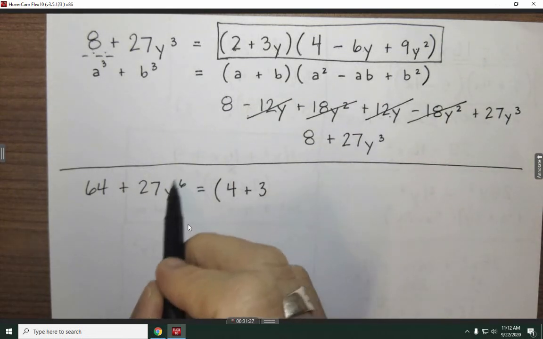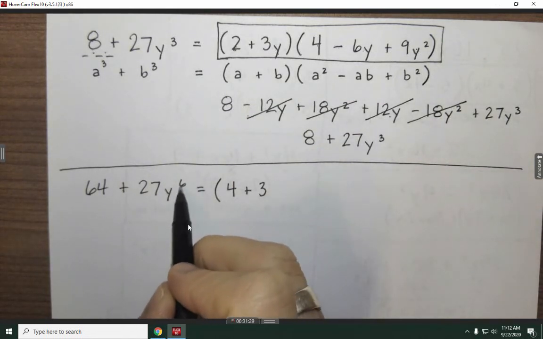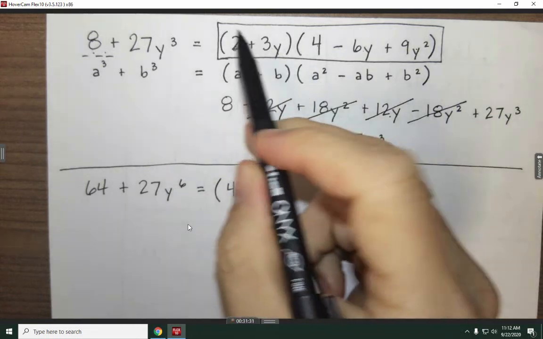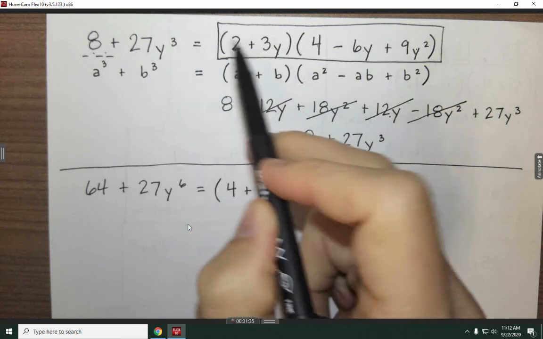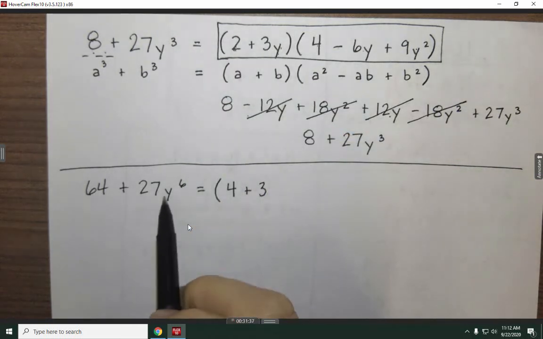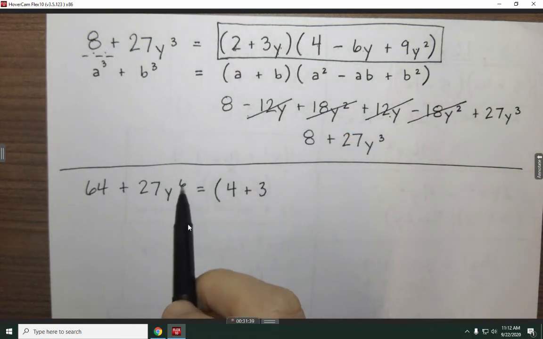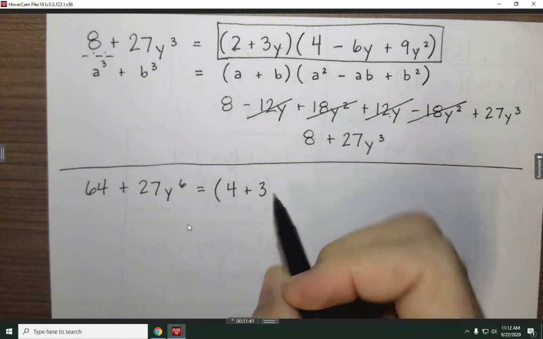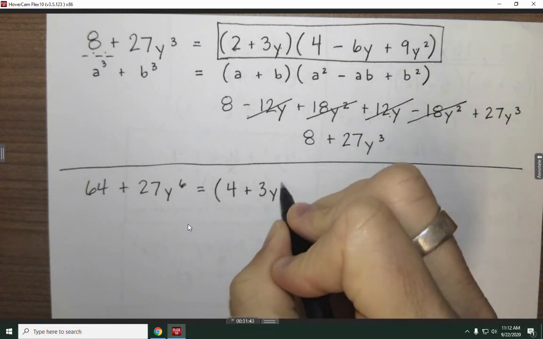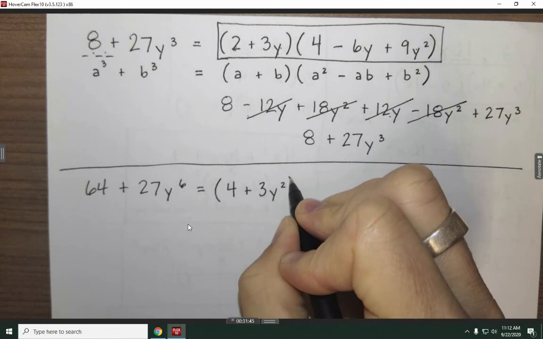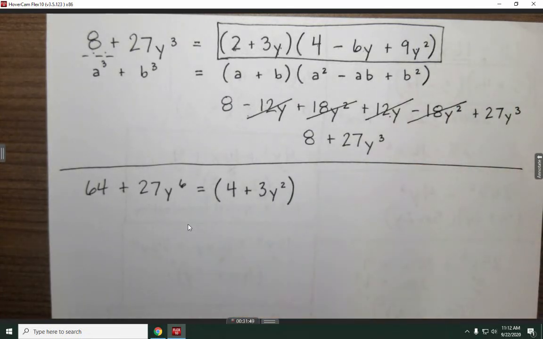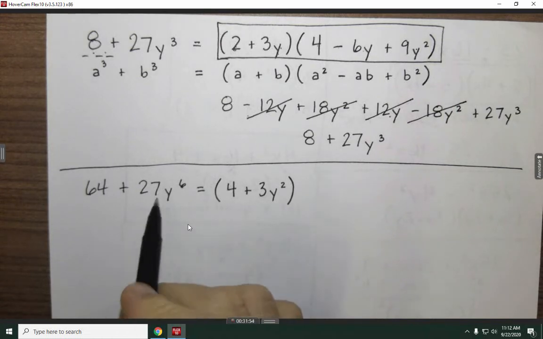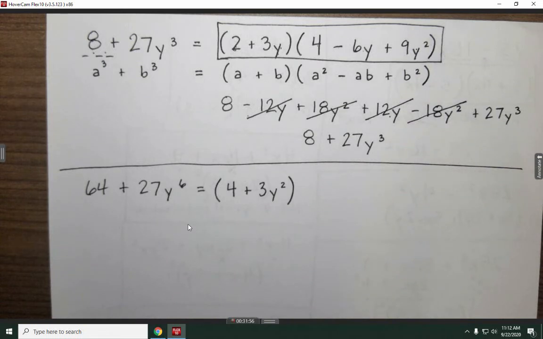And this is kind of unique. We got y to the 6. Now, you can make this happen pretty easy. We know that if we take 3 and we divide it by 3, we get that 1, which is where that comes from. So we're dividing these by 3. So 6 divided by 3 is 2. So we get y squared here. So we can get there that way. We know that 3y squared times 3y squared times 3y squared gives us that 27y to the 6th.